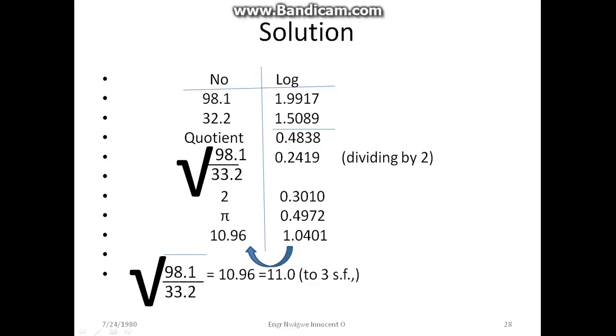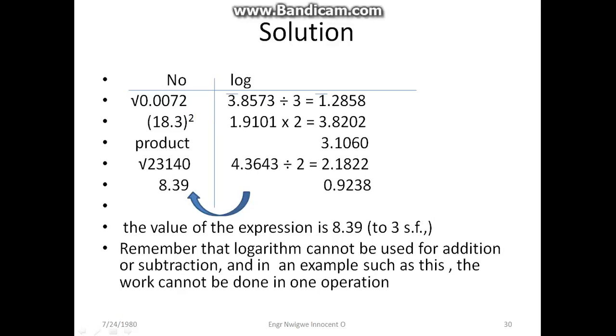Solution. We are looking for the cube root of 0.0072. Therefore, in standard form, it will be 72 times 10 raised to the power minus 3. Therefore, if we get our log 72, it will be 0.8573. Since it is in standard form, 72 times 10 raised to the power minus 3, it becomes bar 3.8573. So since we are looking for the cube root of 0.0072, we divide by 3.